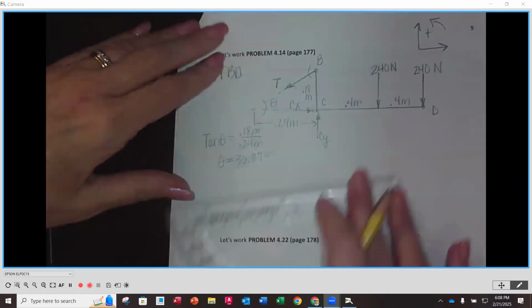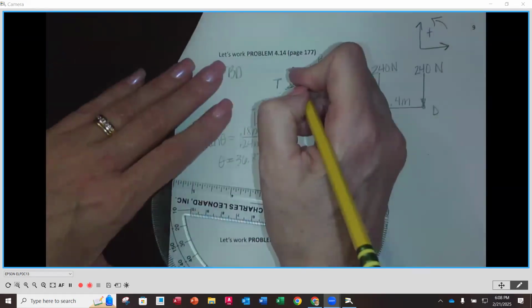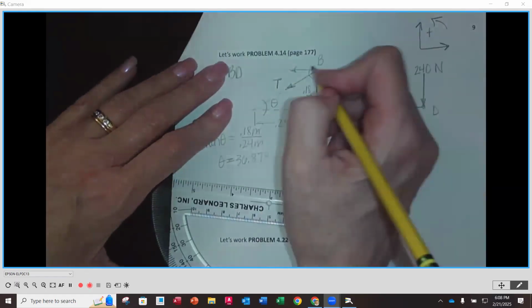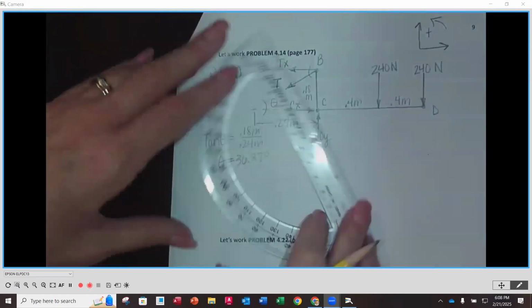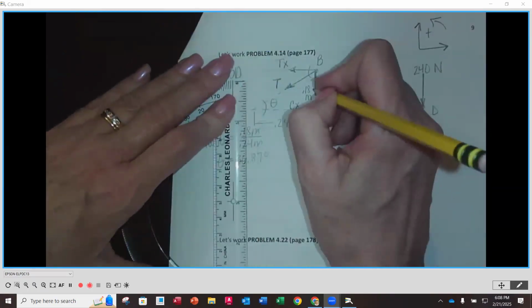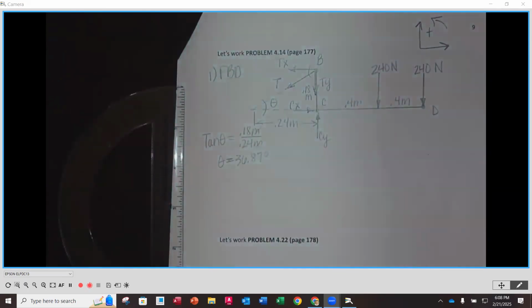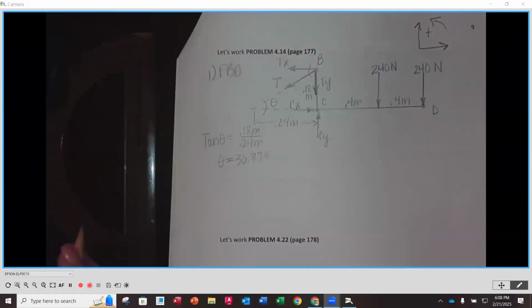Okay. If that's 36.87 degrees, so is this. Okay. So my TX right here, it's going to be there. And then I'm going to have a TY going down. And now I'm going to have to resolve those into their components, right?